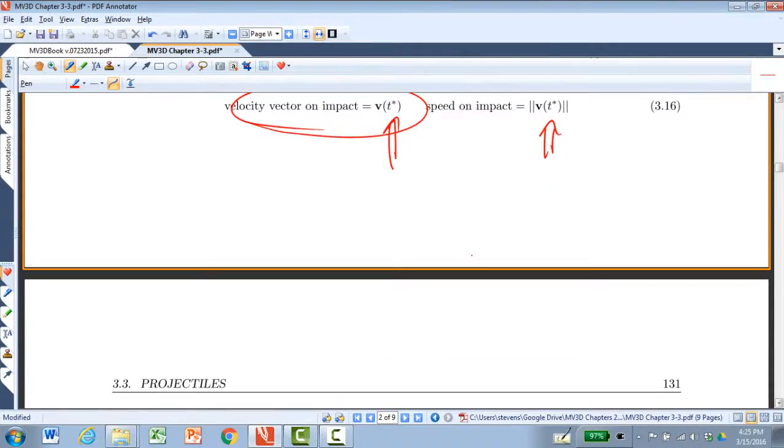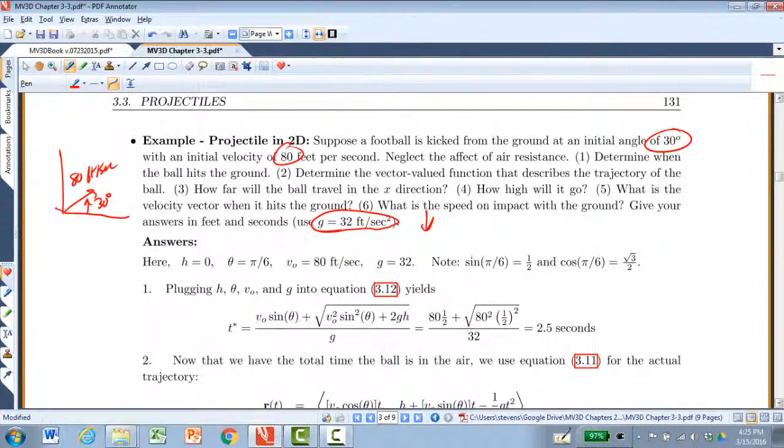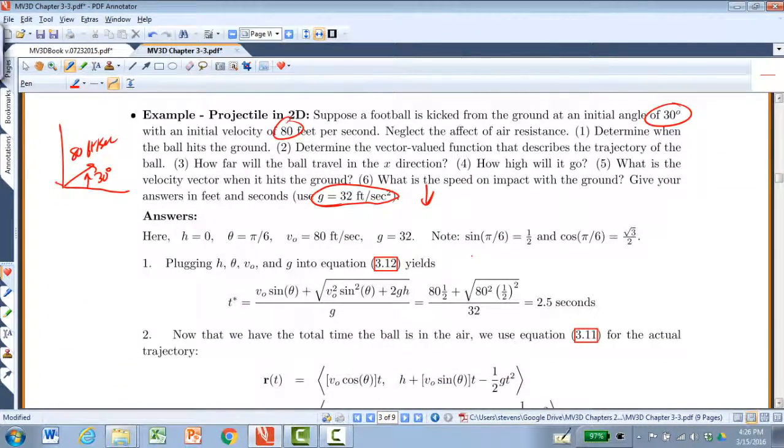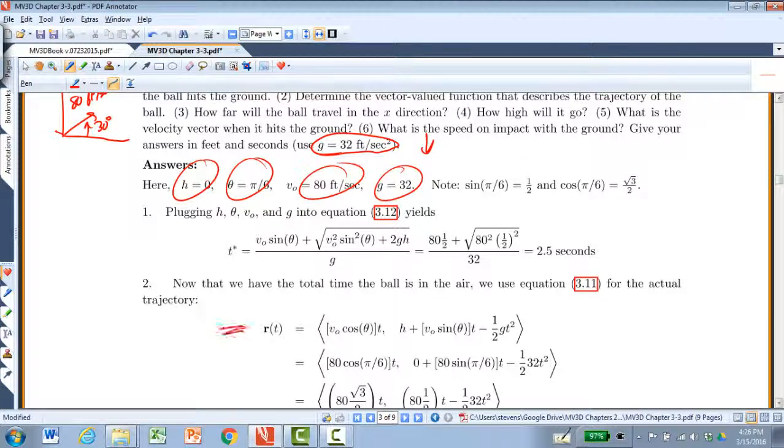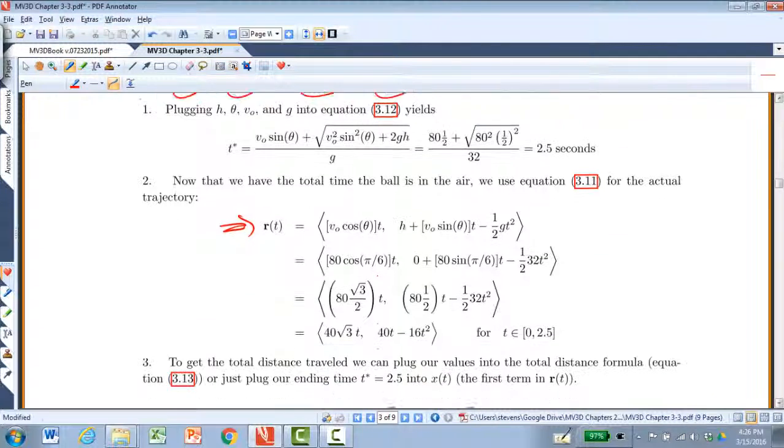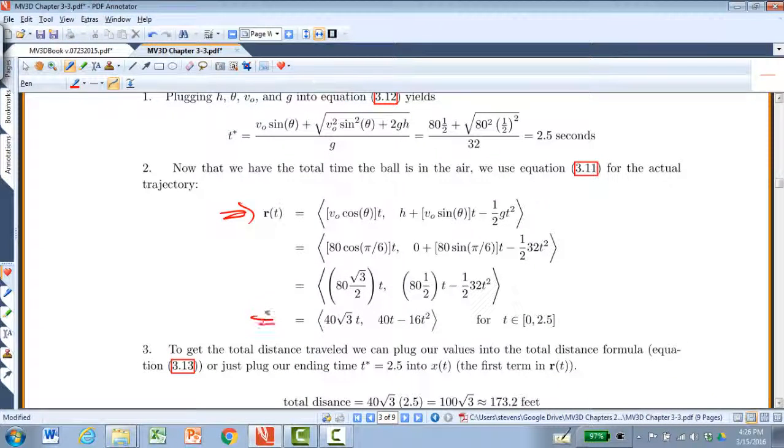Okay, so I plug all those things in there. And that's all here: there's my initial height, angle, speed, and g. So when I plug all those things in, I get my position function that looks like this. I plug in v naught, theta, h, g, and when I simplify that, I get something that is not nearly so unpleasant.